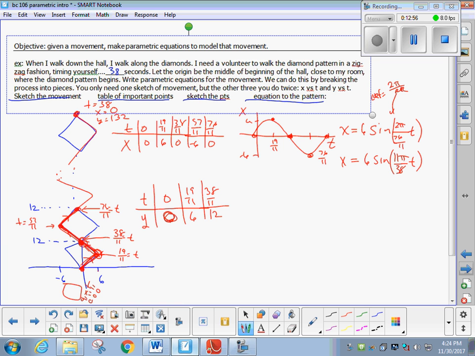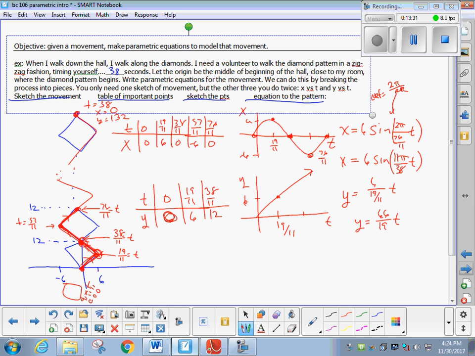and so it is linear. If you were to look at that at time 19/11ths, 6, and so on. So as far as the slope, the rise is 6 over the run, which is 19/11ths t, so you could say that y is 66/19ths t.